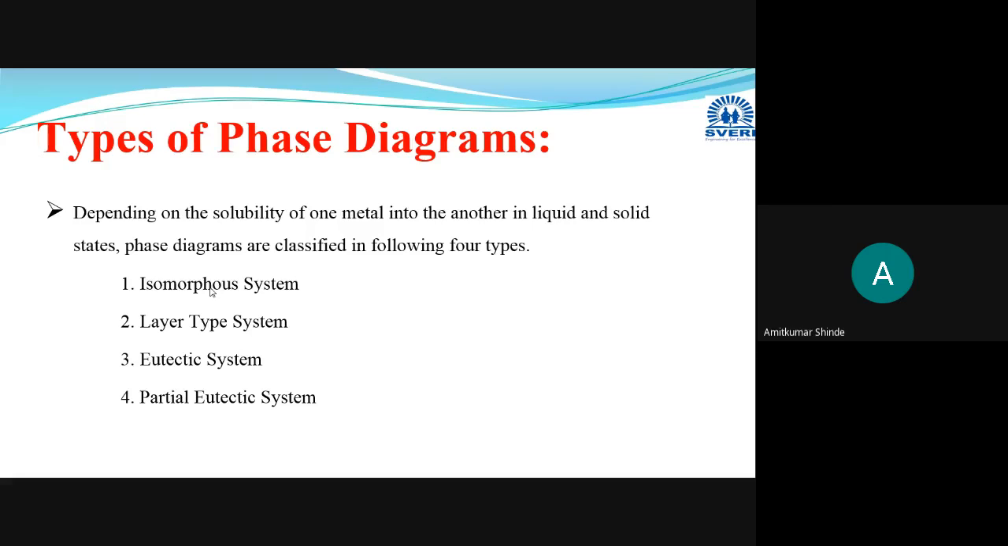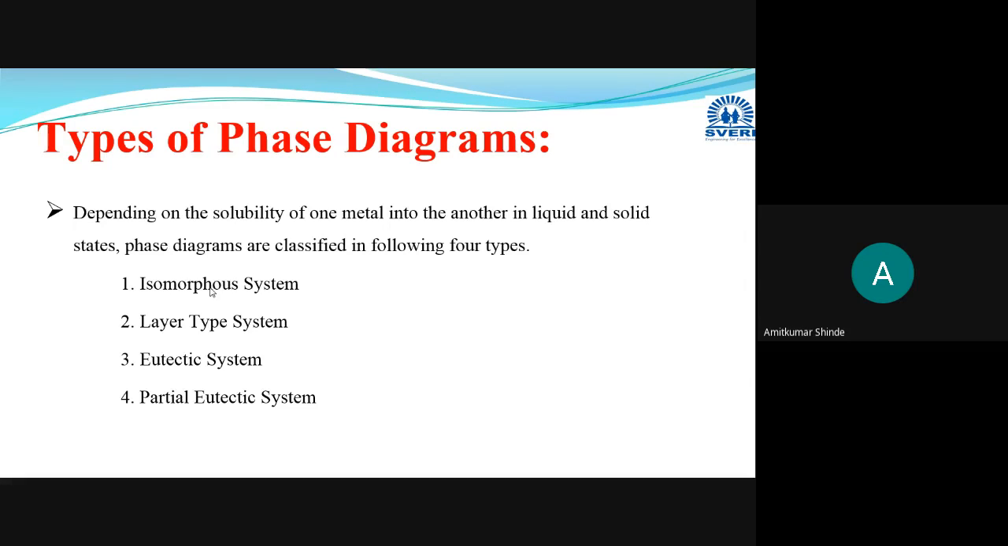Now the fourth type is the partial eutectic system. There is just a little difference between the eutectic system and the partial eutectic system. In the partial eutectic system, both metals are completely soluble in the liquid state and partially soluble in the solid state. In the eutectic system, both metals are completely soluble in the liquid state and completely insoluble in the solid state, but in the partial eutectic system they are completely soluble in the liquid state and partially soluble in the solid state.